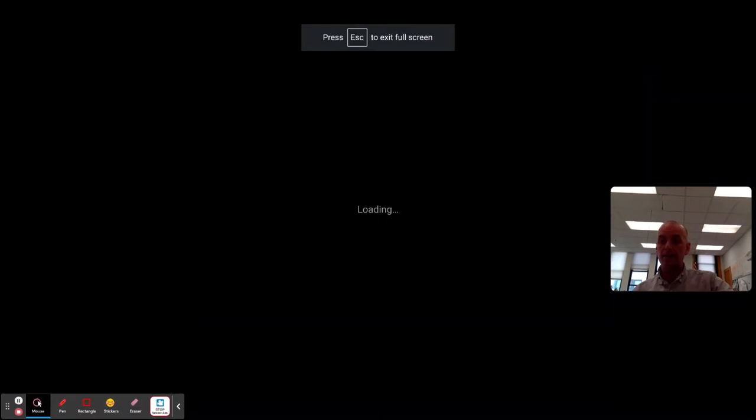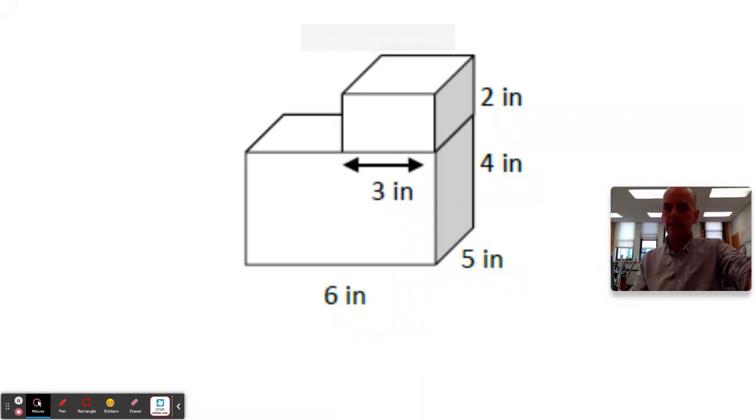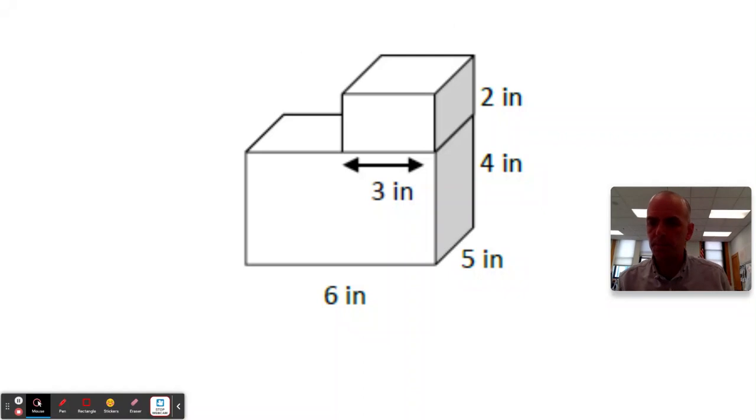Why, hello guys. Today we are working on something called composite volume. Composite is just when you take two things and make them one, right? So I put two things together to make one shape. It's a composite, it's an addition of things. So we're going to find the volume of something like this, and it's actually pretty simple.